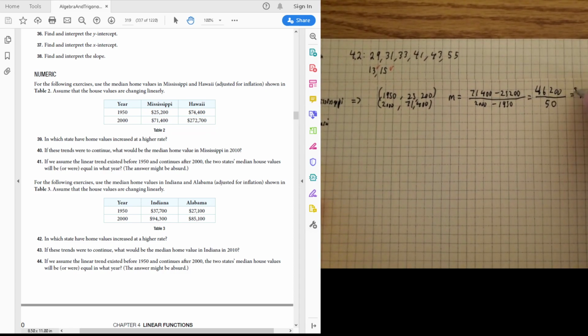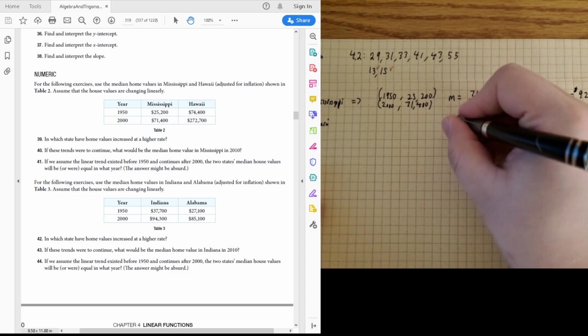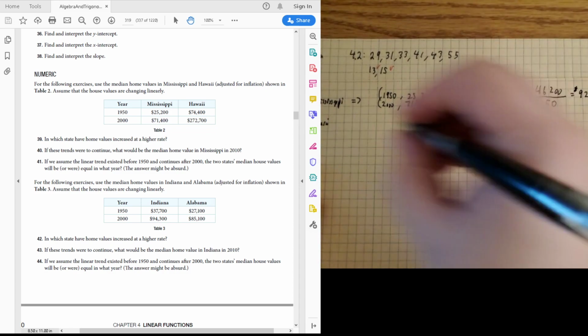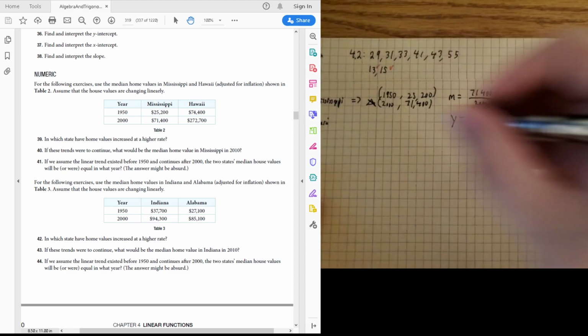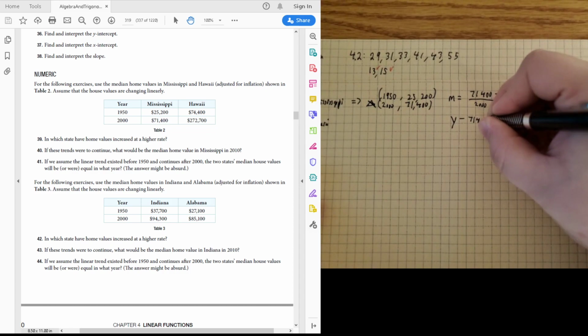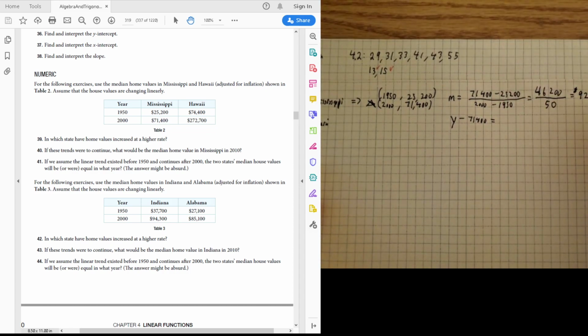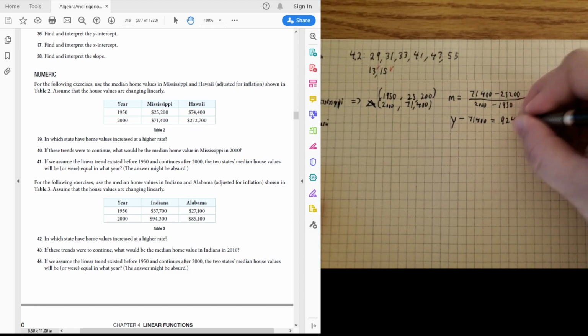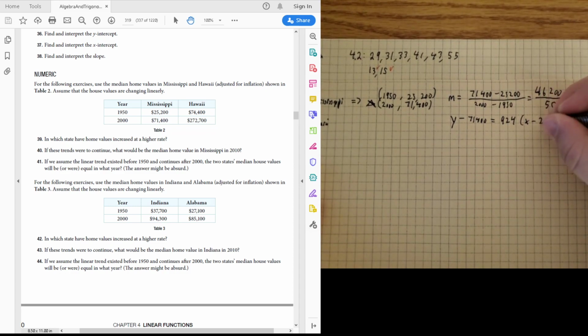And now we can interpret this. This tells me that every year the amount changes by 924. Since it's a positive 924, that means that every year it goes up by 924. This is going to be my m. And now I take my m and I plug into my equation. Y minus y1. I'm going to use the 2000 point. It doesn't really matter which one, as long as you use one of them. Which would be 71400 equals our slope, 924, x minus 2000.